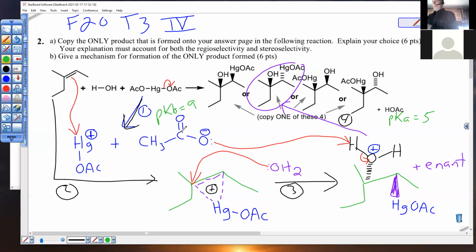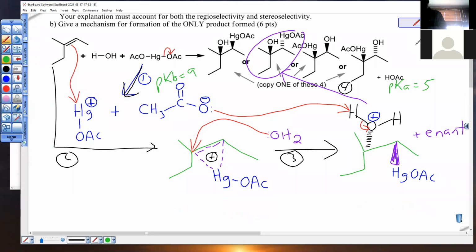And we're not done. We circled our product, the only product formed. We need to explain our choice. The choice has a lot of points for the explaining. You've got to explain why one's a wedge and one is a dash. So we'll do that first.